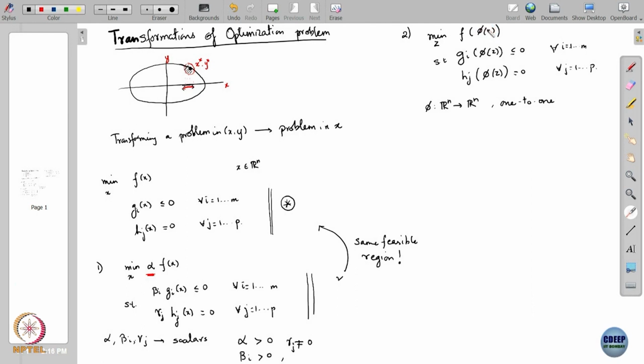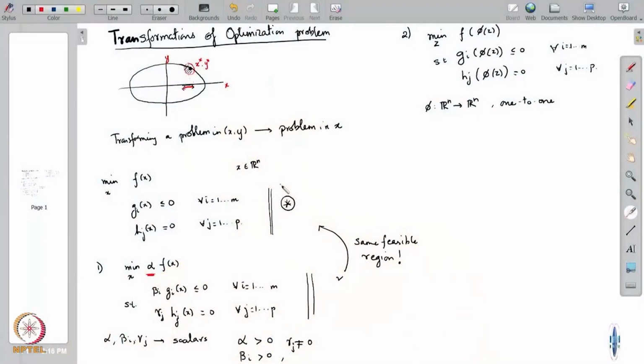So what this means is, although problem 2 does not have the same feasible region as problem 1, the space of x and the space of z are different spaces. It does not have the same feasible region as 1, but you can still transform 2 back to 1, I mean not 1, star. You can transform problem 2 back to problem star. And how do you do that?